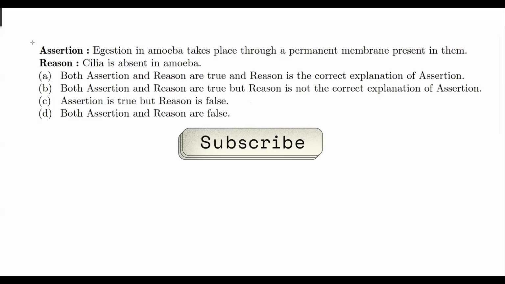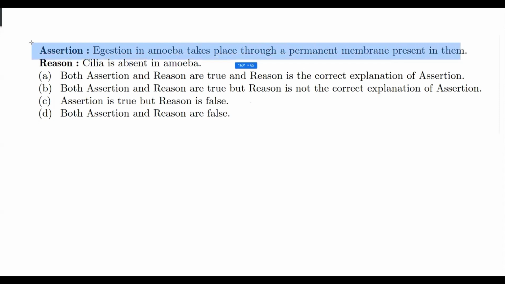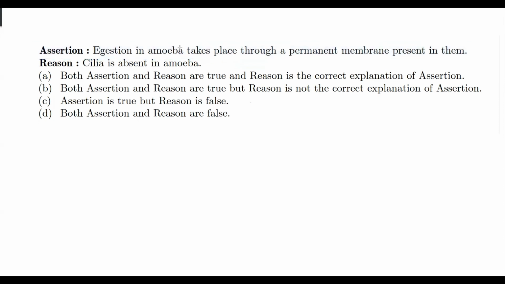The next question from assertion reasoning says: egestion in amoeba takes place through the permanent membrane present in them. Egestion is the removal of undigested waste, and we know about pseudopodia, and this is not permanent. It keeps on changing its shape. So this is wrong. Cilia is absent in amoeba. Well, cilia is not there.